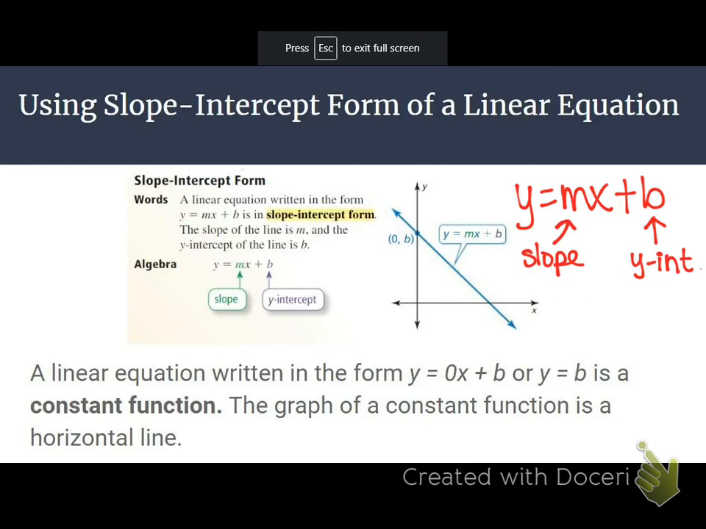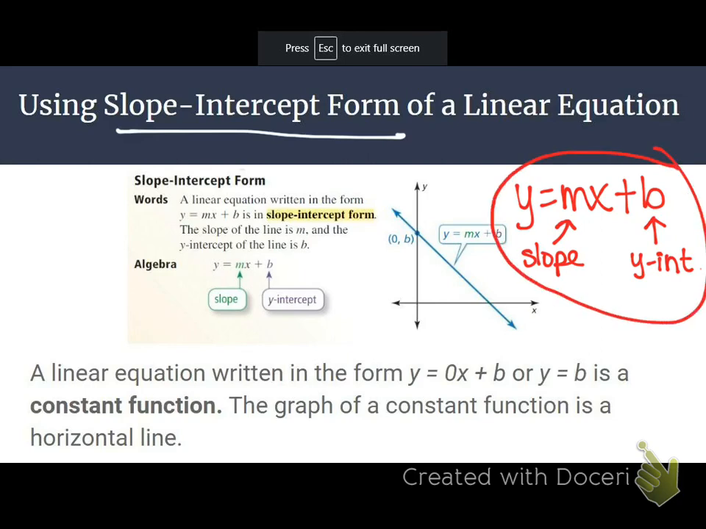So I would have the title of slope-intercept form, and I would have the slope-intercept form equation in my notes. I would know that slope is the letter m. We talked about that yesterday, and b represents our y-intercept.